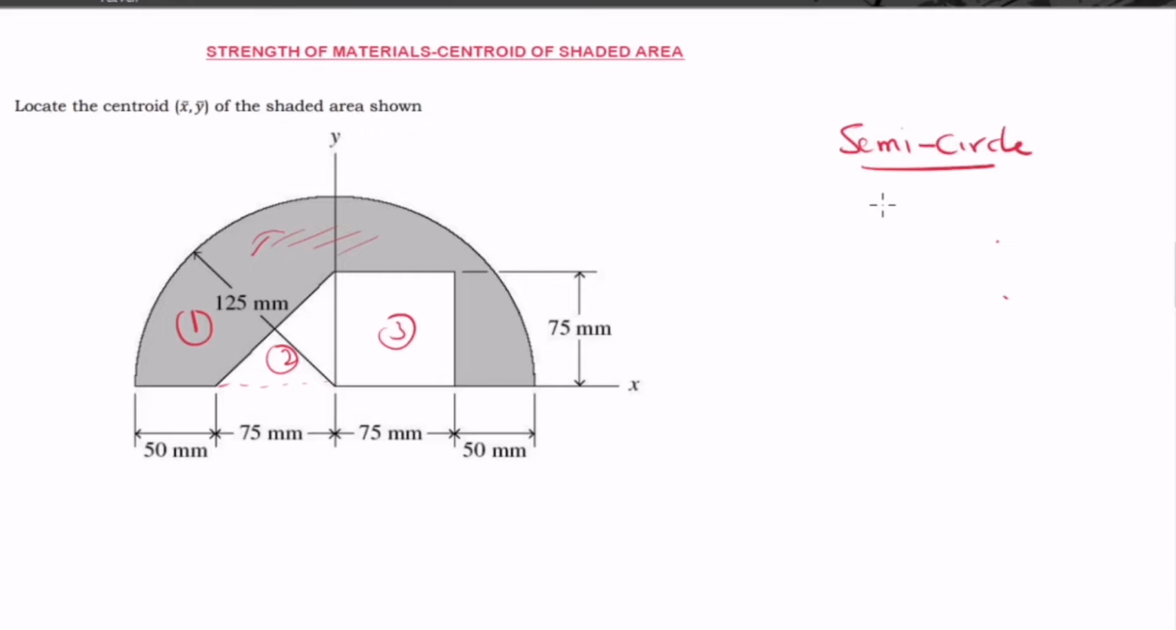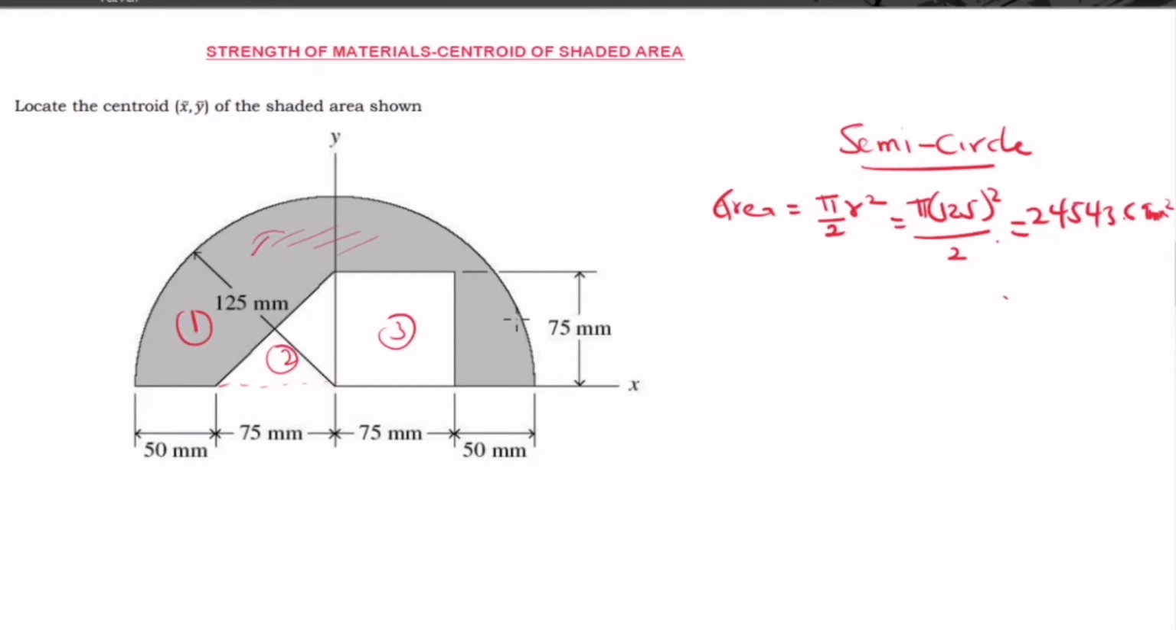We have our semicircle. Now, from the previous video, we learned that we should find the area first, right? So now let's find the area. The area of a semicircle is equal to pi over 2 times r squared. They give us our radius for the semicircle to be 125 millimeters. So we have pi times 125 squared all over 2, and the area becomes 24543.69 millimeters squared.